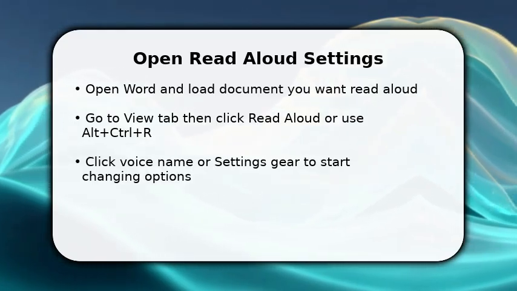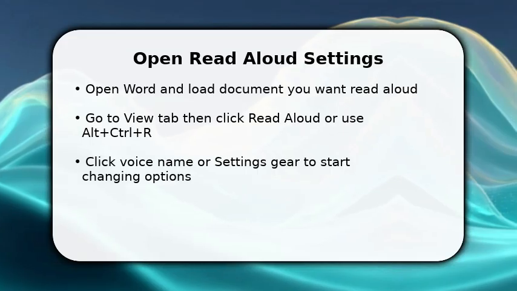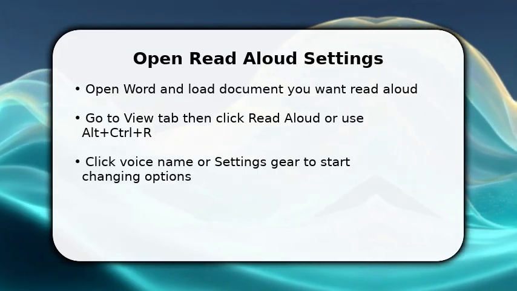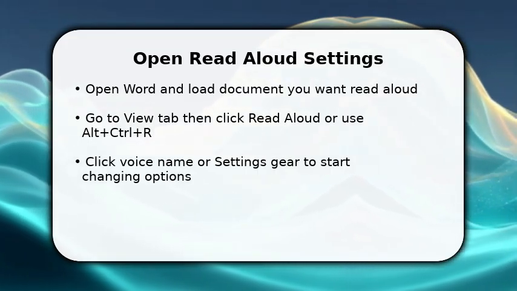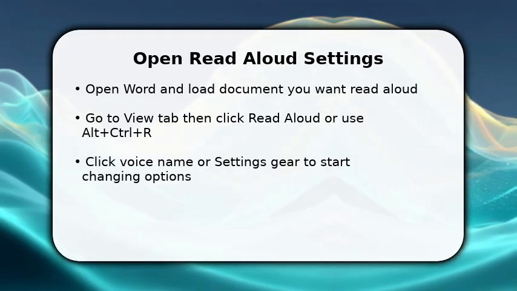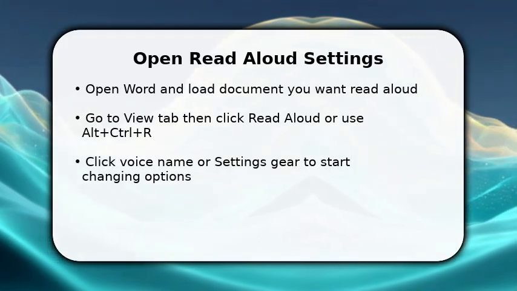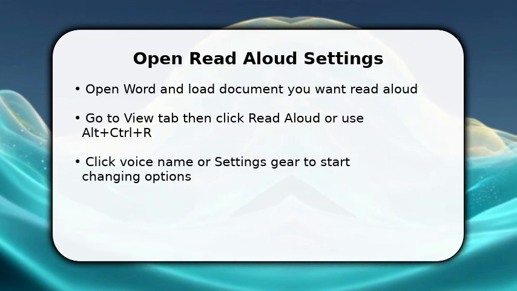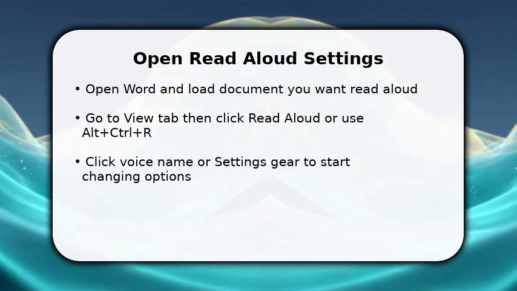You need to click the voice name drop-down or the small settings icon to reveal available voices and speed controls. Make sure your system audio is on and volume is set, because Word uses system TTS voices and will show only voices installed on your PC.